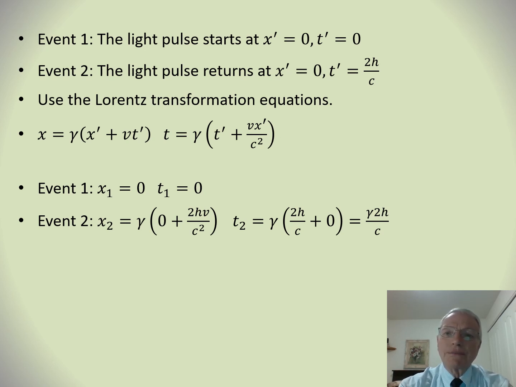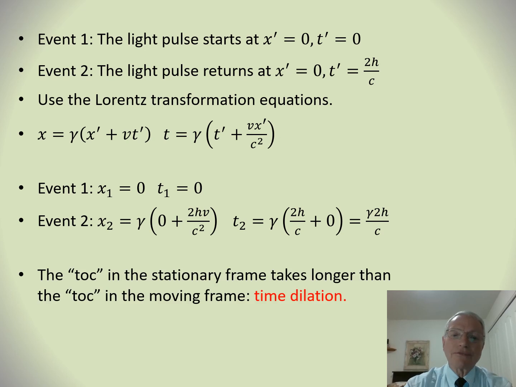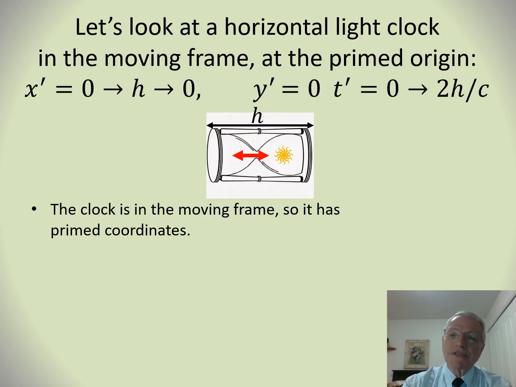If you put t prime equals 2h over c in that equation, and then x prime equals 0. So what this says is that the time of a tick-tock in the stationary frame is gamma times 2h over c, but 2h over c is the tick-tock time in the moving frame. Well, this is just time dilation. And this is where it actually comes from.